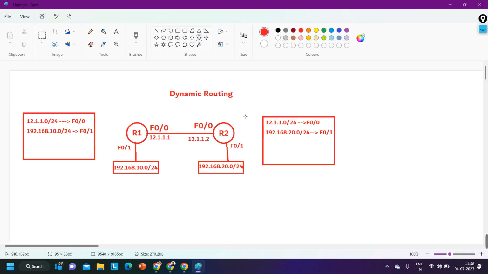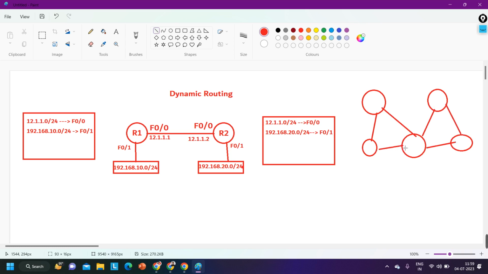So it is good, but it is very complicated to implement static routing in a large network. Let's say I have a network like this: router 1, router 2, router 3, router 4, router 5, and all these routers are directly connected like this, and each router has 1000 prefixes. Is it possible to configure 1000 routes on all routers? No, it will be a very complicated task.